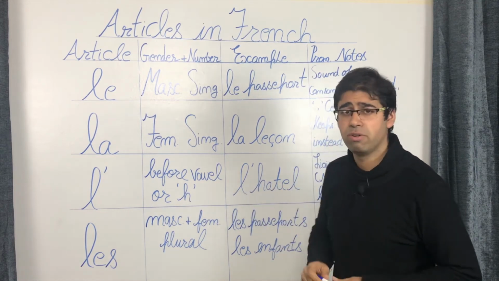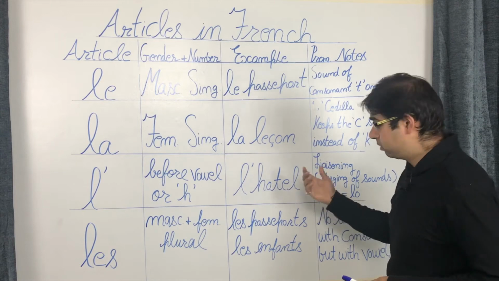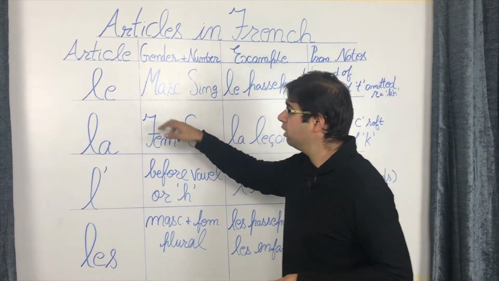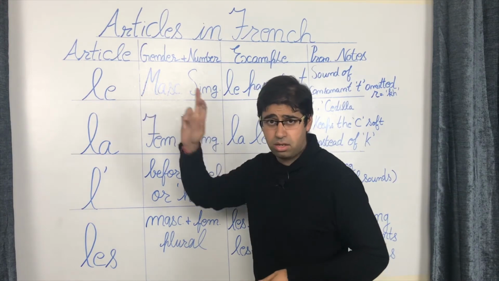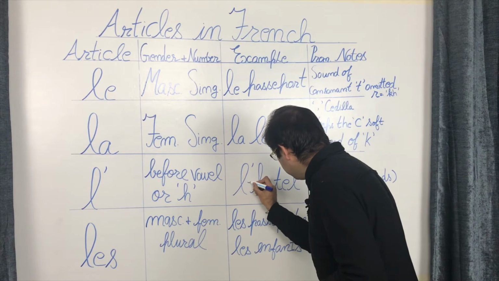Let's take an example over here one more time. You've got L apostrophe hotel. Now technically hotel is masculine in French, which is why it would require the use of le as an article. However, just for explanatory reasons, I'm going to put that e over here.